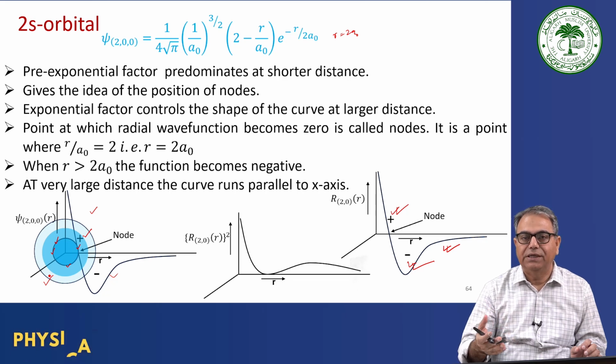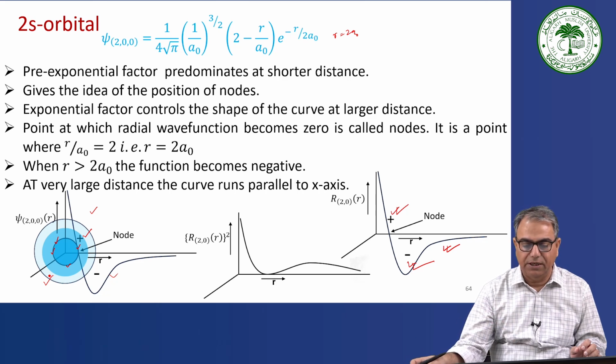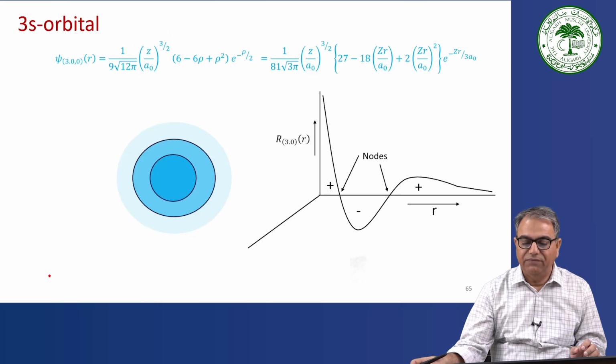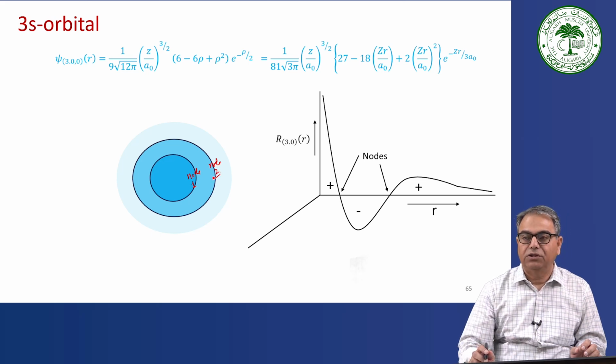Now you know the answer: the angular dependence of the wave function, or the spherical harmonics, for the s orbital does not have theta and phi functions. So the s orbital is spherical in shape. The fact was known to you; the explanation we are learning now through quantum mechanics. Same way for the 3s orbital, you have two different nodes. The first node is this one, and node 2 is this one. So you have two different nodes in the 3s orbital, and same way you can go for other orbitals also.